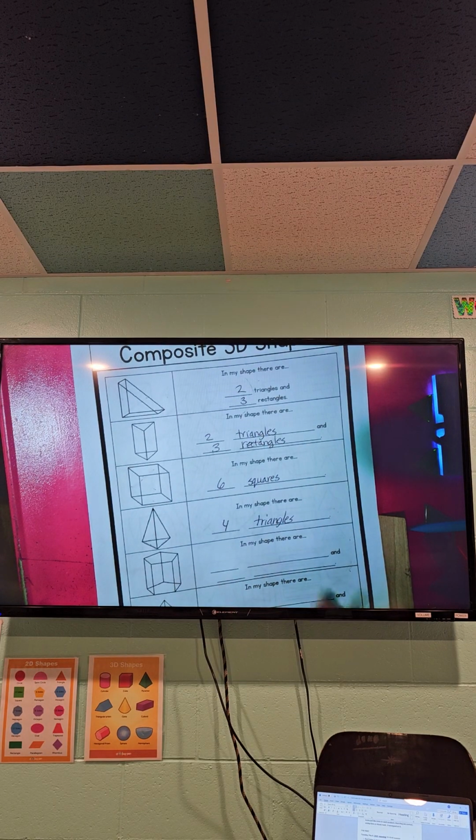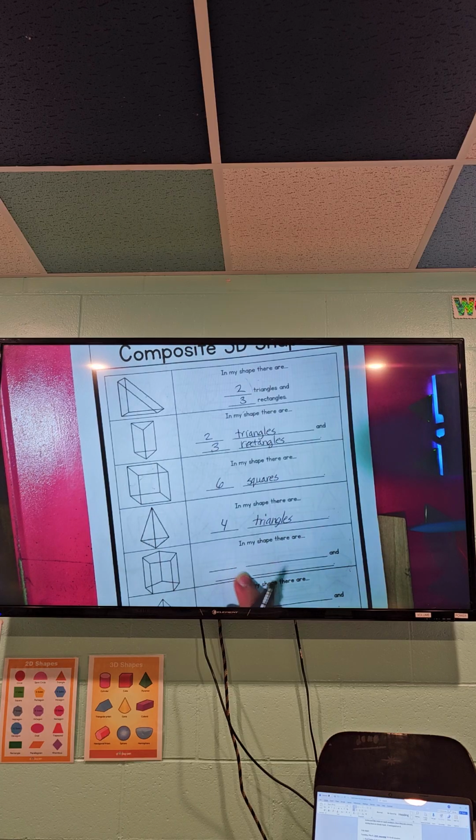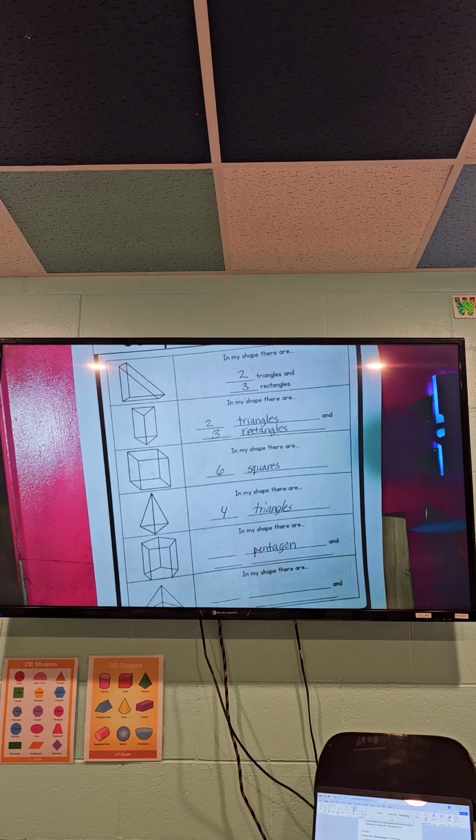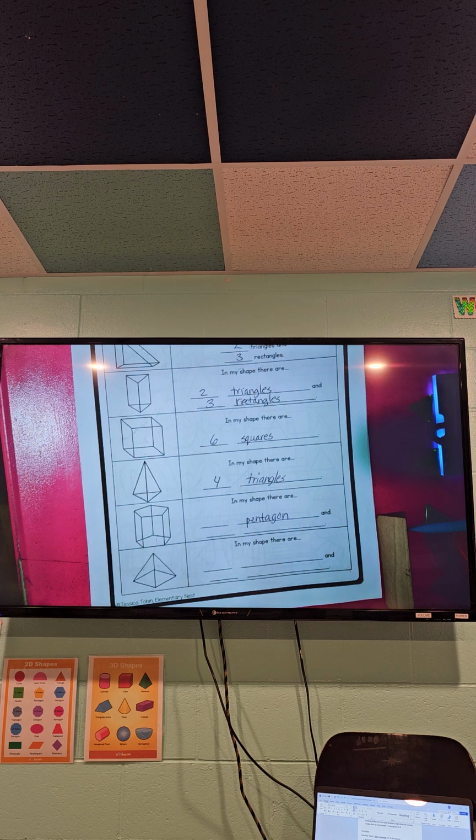In my shape, there are, what shapes do you see? Well, look at the top and bottom. It has 5 sides, doesn't it? If you count just this part. So that means it is a pentagon. P-E-N-T-A-G-O-N. How many of them are there?